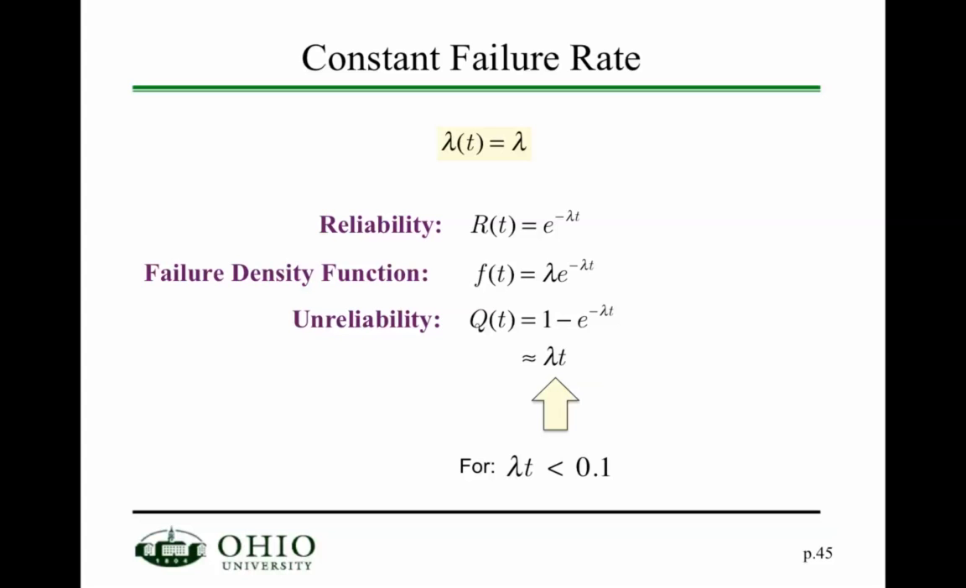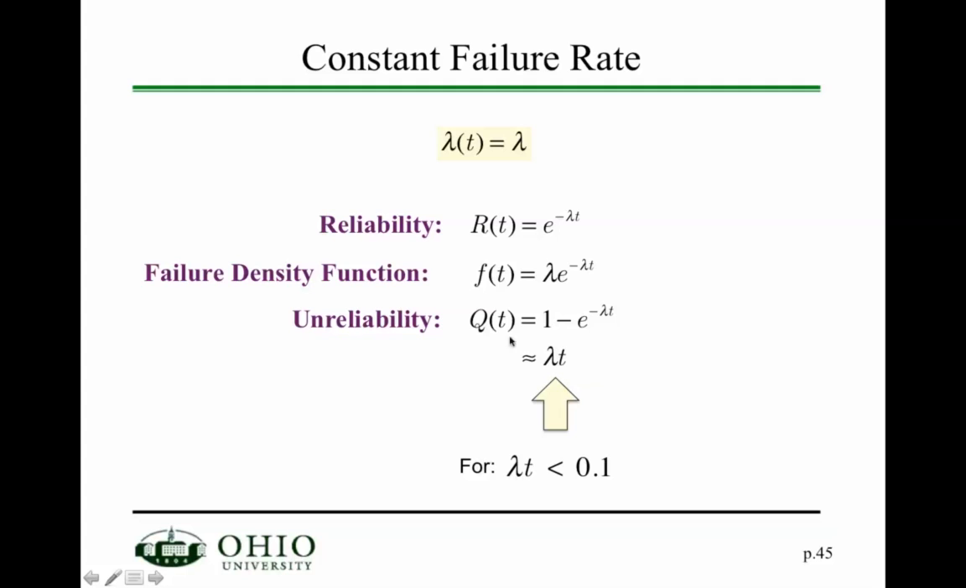Okay, so far let's recap. If we assume that the failure rate is constant, equal to lambda, R will be e to the minus lambda t, f(t) will be lambda e to the minus lambda t, and Q(t) is 1 minus e to the minus lambda t. Now, if you work out the Taylor series expansion of this, then for small values of lambda t, that would be equal to about lambda times t.